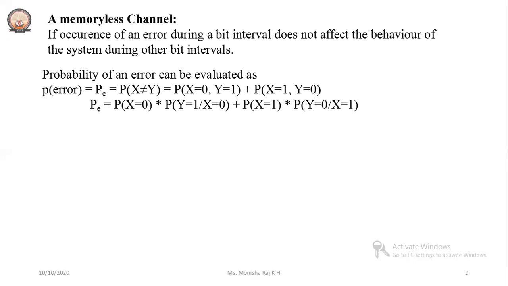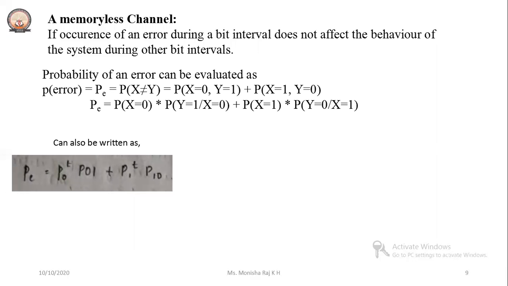The probability of error can also be written as P of X equal to 0 into P of Y equal to 1 given X equal to 0 plus P of X equal to 1 into P of Y equal to 0 given X equal to 1. We can further simplify this and can also write it as PE equal to the transmitted bit, that is P0T into P01 plus P1T into P10.